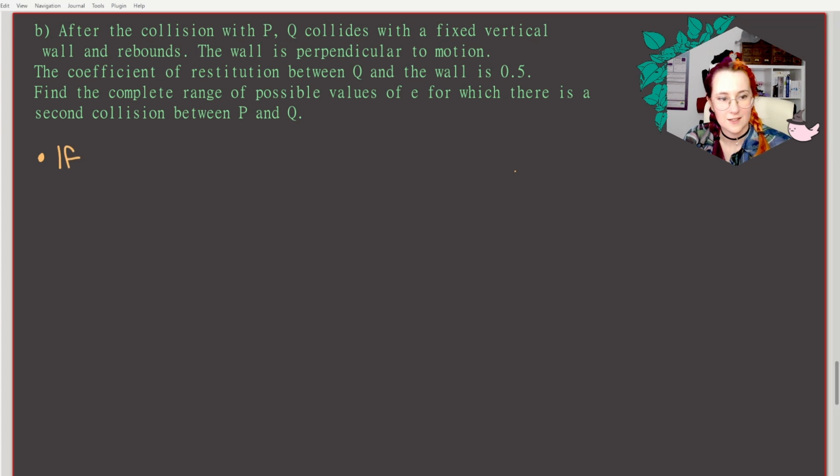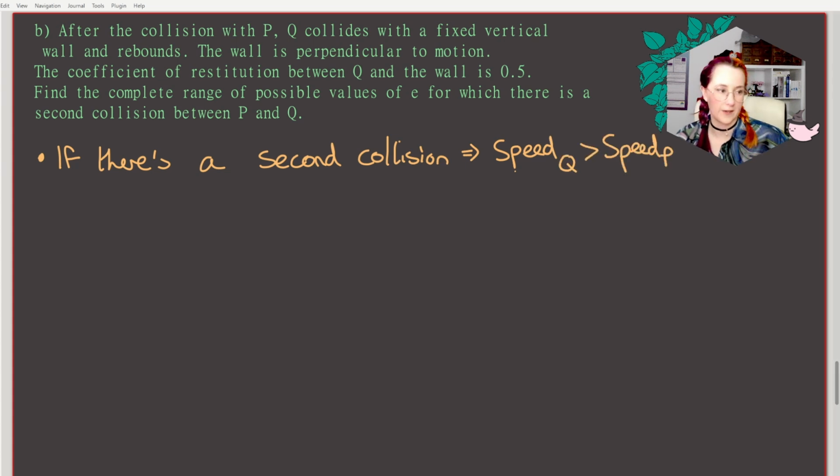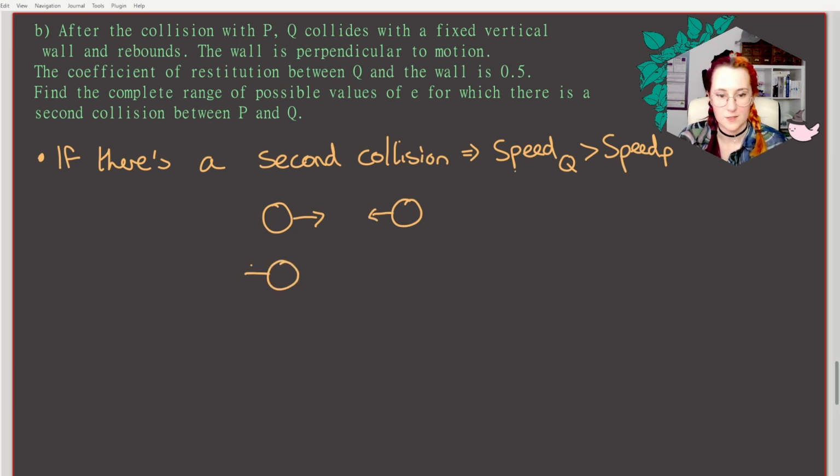Point. If there's a second collision, it implies that the speed of Q was greater than the speed of P. And that's basically because when you think about it, you have this happening in phase 1. Then this presumably is going to bounce back, and this is going to go over here. And now there's a wall.